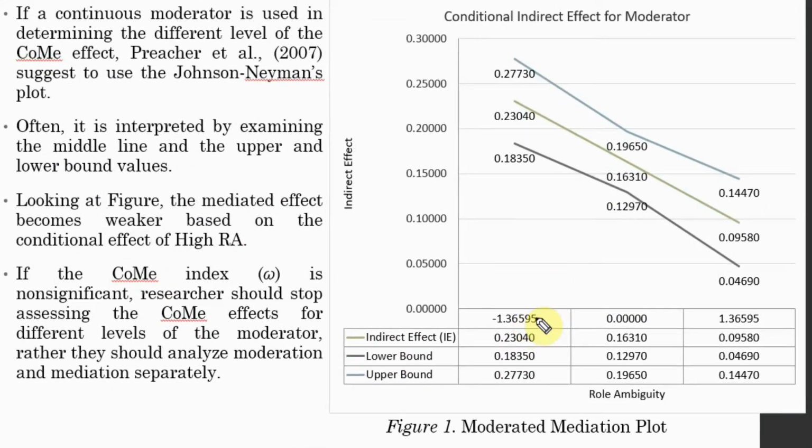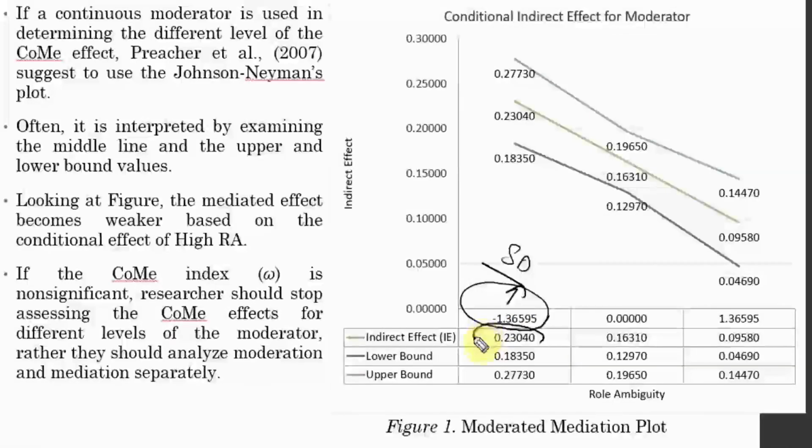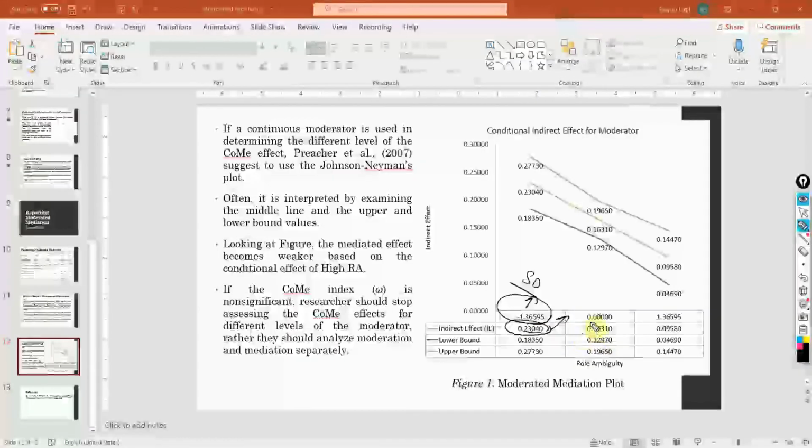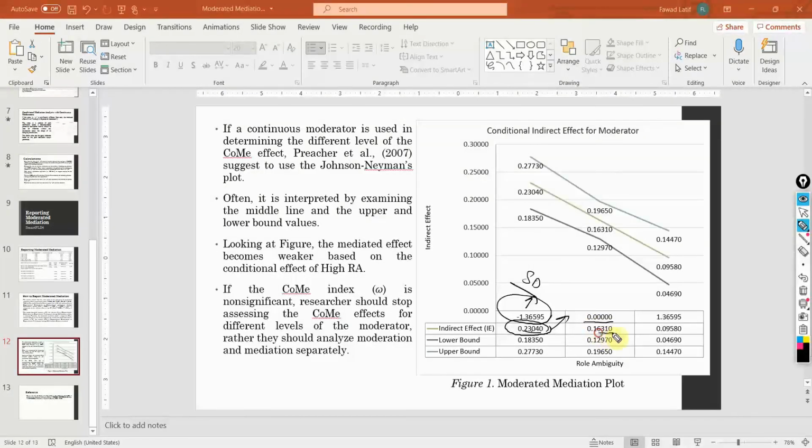Now this is your low level of role ambiguity. That is your standard deviation for your moderator. And at low level, the indirect effect is, look at this, 0.230. So at low level of role ambiguity, your indirect effect is high. But at mean level, it changes. It is lower. And further, it is reduced when your role ambiguity is high. Look at this, the indirect effect.